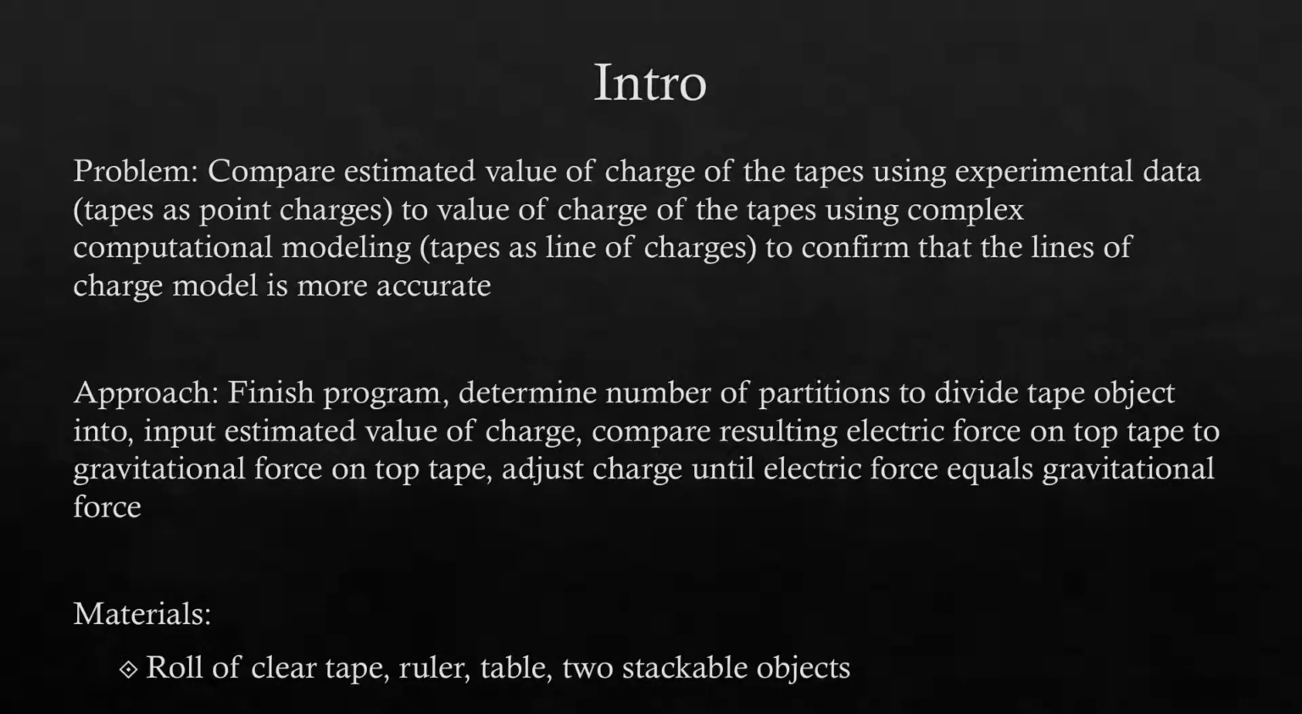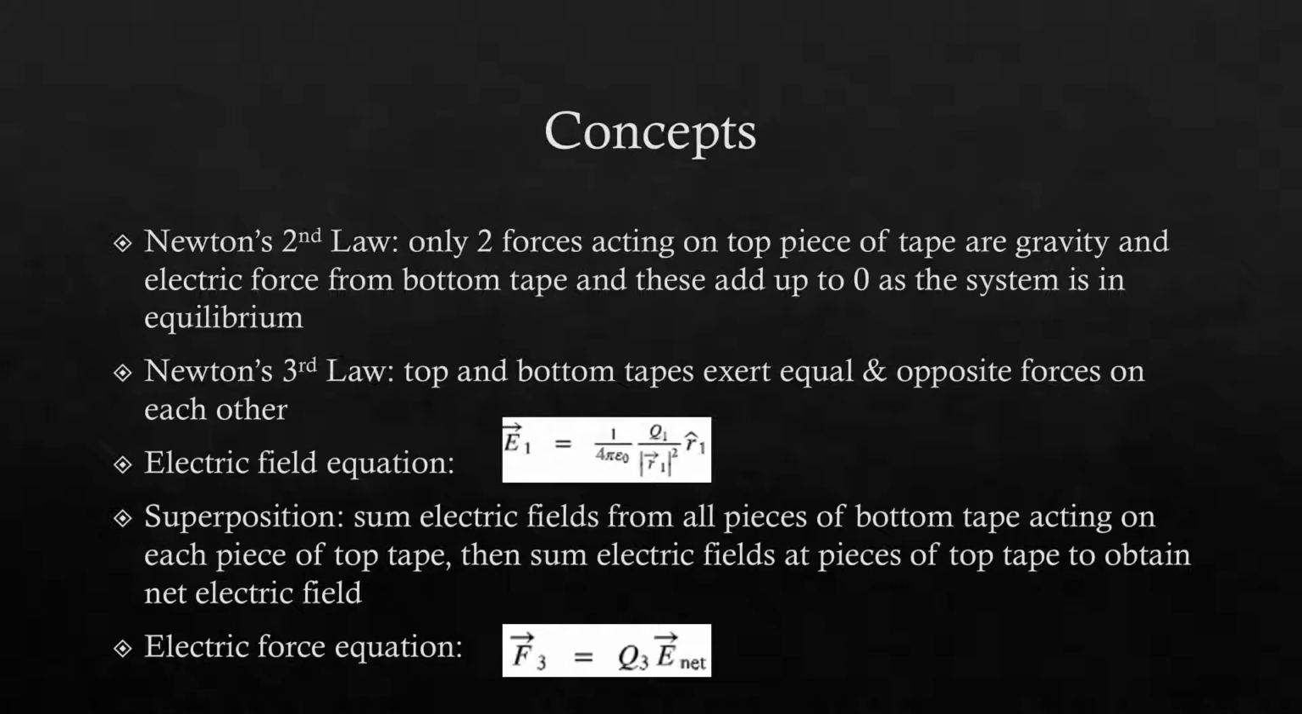So important concepts here: Newton's second law. There are only two forces acting on the top piece of tape, and they are gravity and the electric force from the bottom tape. And these have to add up to zero because the system is in equilibrium, as the top tape is not in motion. And Newton's third law: the top and bottom tapes exert equal and opposite forces on each other.